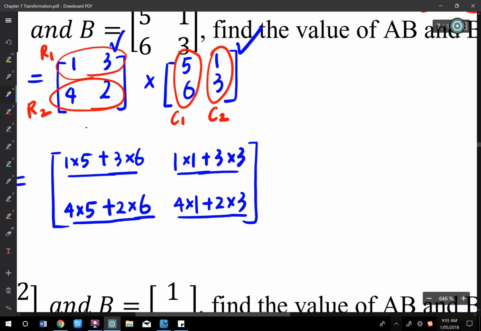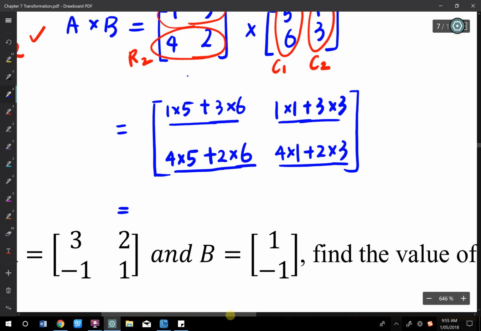Okay, let's see what the solution is. 5 and 18 is 23. 20 and 12 is 32. 1 and 9 is 10. 6 and 4 is 10.